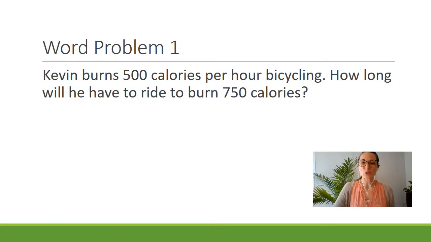Let's take a look at our first word problem. It says, Kevin burns 500 calories per hour bicycling. How long will he have to ride to burn 750 calories? All right, so I'm going to pull out some of the key numbers here. I see 500 calories and I see 750 calories. And then I also see 1 hour bicycling because in 1 hour he gets 500 calories. And I also see an unknown there, like how long, how many hours will he need to get to that 750 calorie mark?